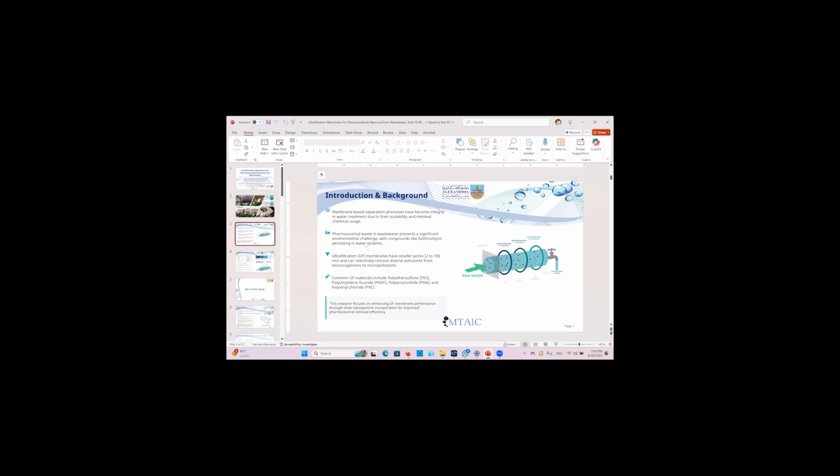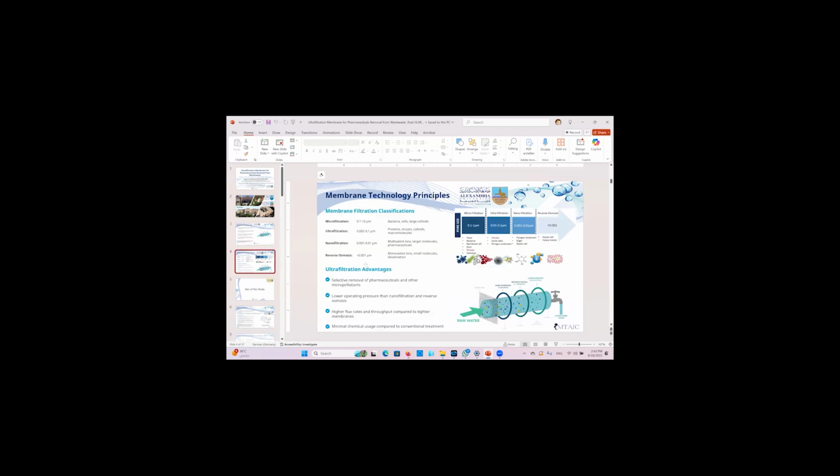This technology is called the ultrafiltration membrane. Its advantages are that it's very selective in removing pharmaceuticals and other micropollutants. It has a very low operating pressure compared to nanofiltration and reverse osmosis. It has higher flux rates and throughput compared to tighter membranes. In addition, it has minimal chemical usage compared to other conventional treatments.